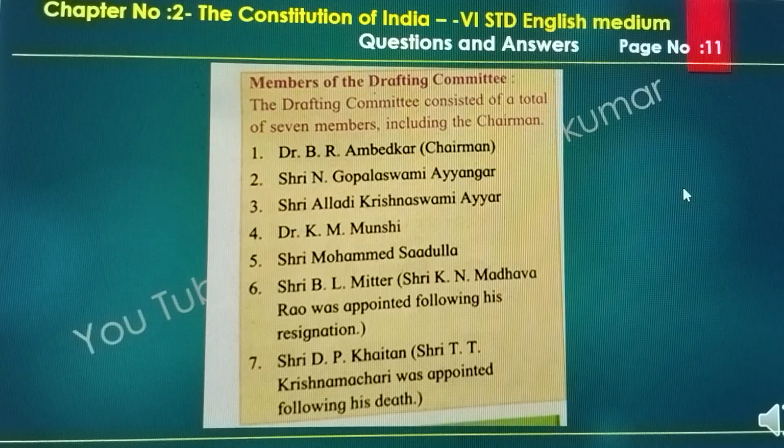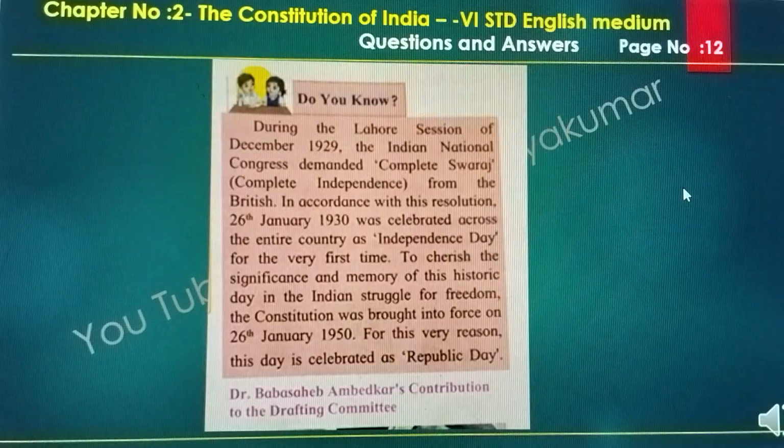Members of the Drafting Committee. The Drafting Committee consisted of a total of 7 members. First, the chairman, Dr. B.R. Ambedkar. Second, Sri N. Gopalaswamy Iyengar. Third, Sri Alladi Krishnaswamy Iyer. Fourth, Dr. K.M. Munshi. Fifth, Sri Muhammad Saadullah. Sixth, Sri B.L. Mitter, and Sri N. Madhava Rau was appointed following his resignation. Seventh, Sri D.P. Khaitan, and Sri T.T. Krishnamachari was appointed following his death.